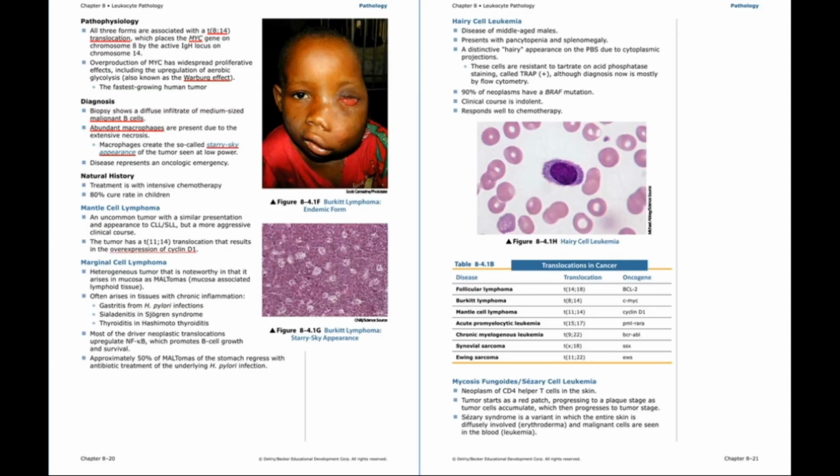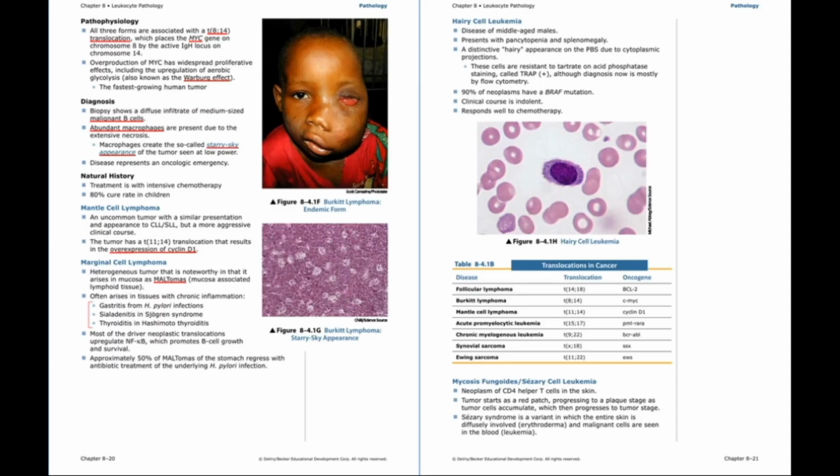Marginal cell lymphoma is a heterogeneous tumor that's noteworthy because it often arises in the mucosa as a maltoma, the MALT standing for mucosa-associated lymphoid tissue. Any disease with chronic, long-standing inflammation is at risk for forming a lymphoma. Prominent examples in medicine include gastritis from H. pylori infection, sialadenitis from Sjogren's syndrome, and thyroiditis in Hashimoto thyroiditis.